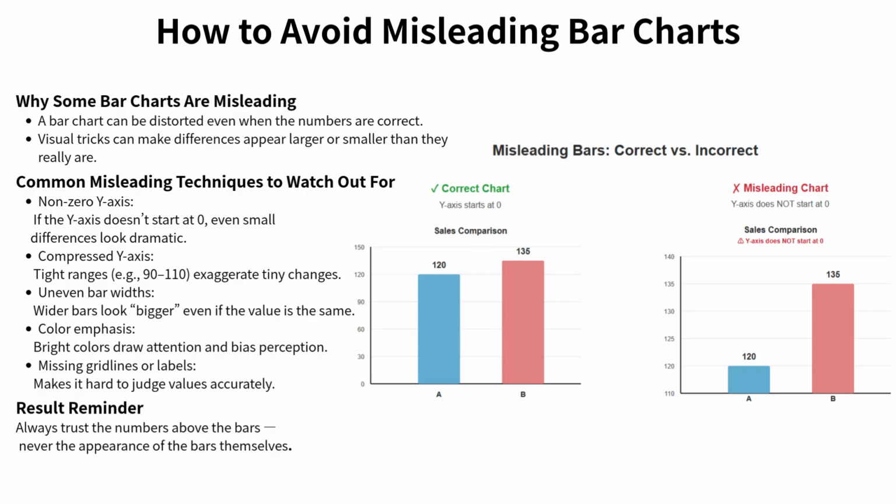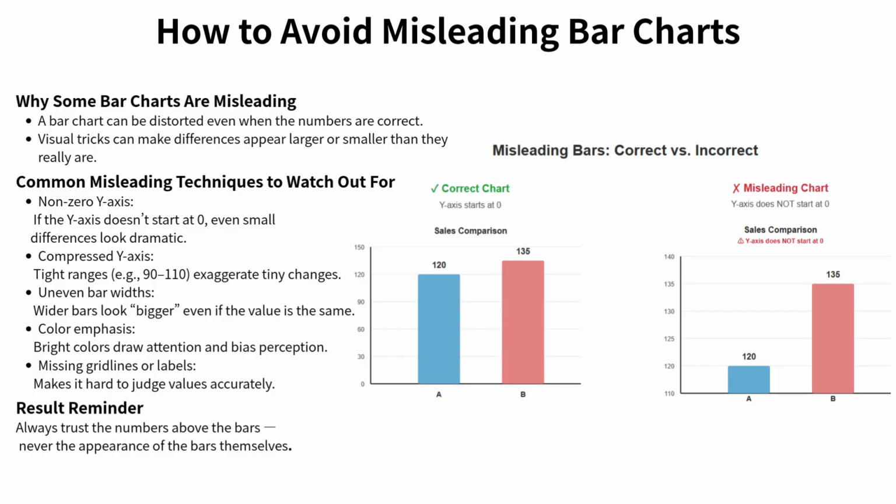Even when the numbers are correct, a bar chart can still be misleading. The distortion doesn't come from the data. It comes from the design. One common trick is a non-zero y-axis. If the axis doesn't start at 0, small differences can suddenly look dramatic. Another technique is compressing the y-axis range. When the scale is tight, like 90 to 110, tiny changes appear much larger than they really are.